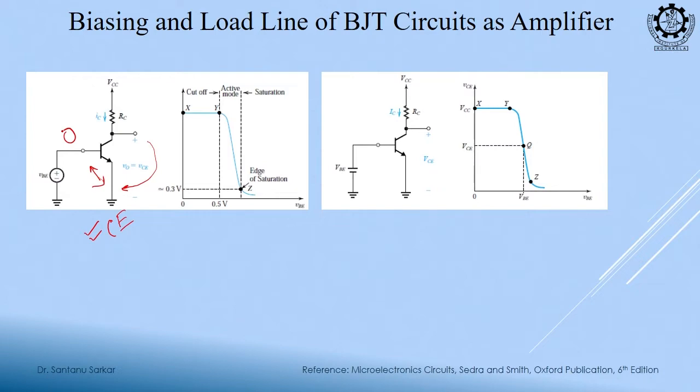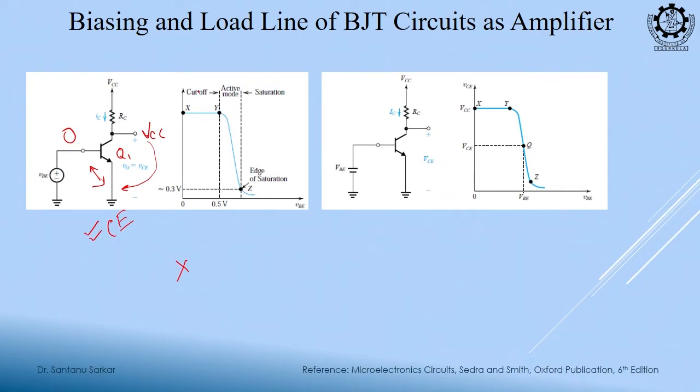Say for example, this input is 0. What will happen to the BJT? This BJT, say this is Q1. Will Q1 be on or off? Off. This Q1 will be off. Will any current flow through this? No. Think again, no current is flowing through this. So, the drop across RC is 0. So, this voltage will be pulled up to VCC.